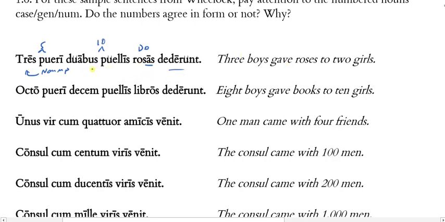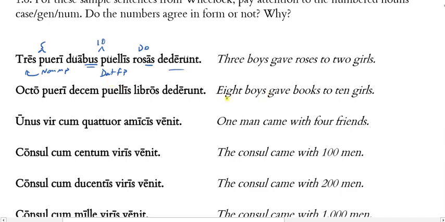But look at duabus puellis. This is the number two, which is also declinable, but it's not masculine; it's feminine because puellis is feminine. Okay, and because it's the indirect object, it is dative. So this is dative, feminine, and plural, and so duabus is using that dative, feminine, plural form of two that we learned. Okay, so that's what's going on here.